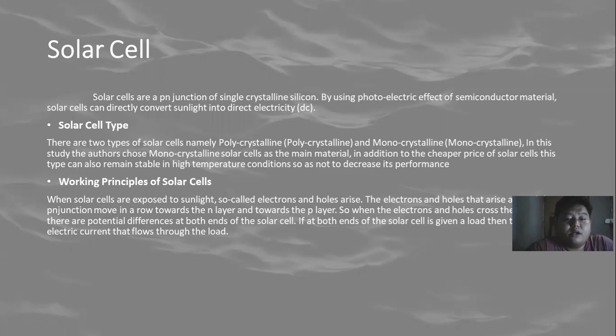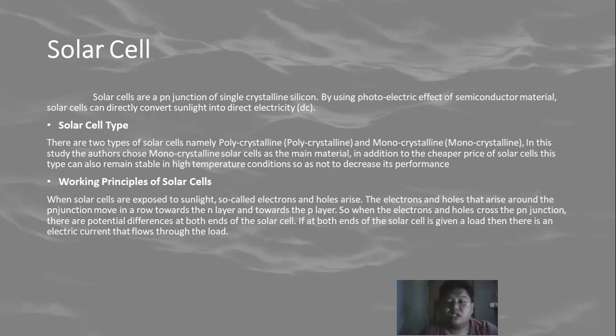Working principle of solar cell. When solar cells are exposed to sunlight, so-called electrons and holes arise. The electrons and holes that arise around the p-n junction move toward the n layer and toward the p layer. So when the electrons and holes cross the p-n junction, there is a potential difference at both ends of the solar cell. If at both ends of the solar cell a load is given, then there is an electric current that flows through the load.